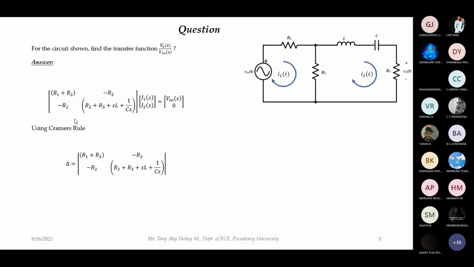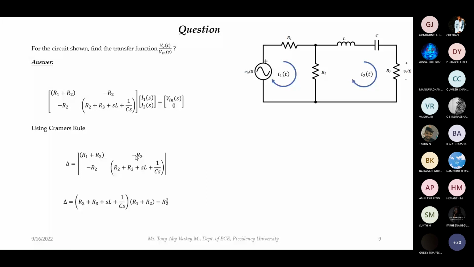What is the determinant value? Primary diagonal minus secondary diagonal. So R1 plus R2 into R2 plus R3 plus SL plus 1 by CS, correct? So this coefficient, this value into this value minus this into this, correct? So it will be like this. Is it clear?